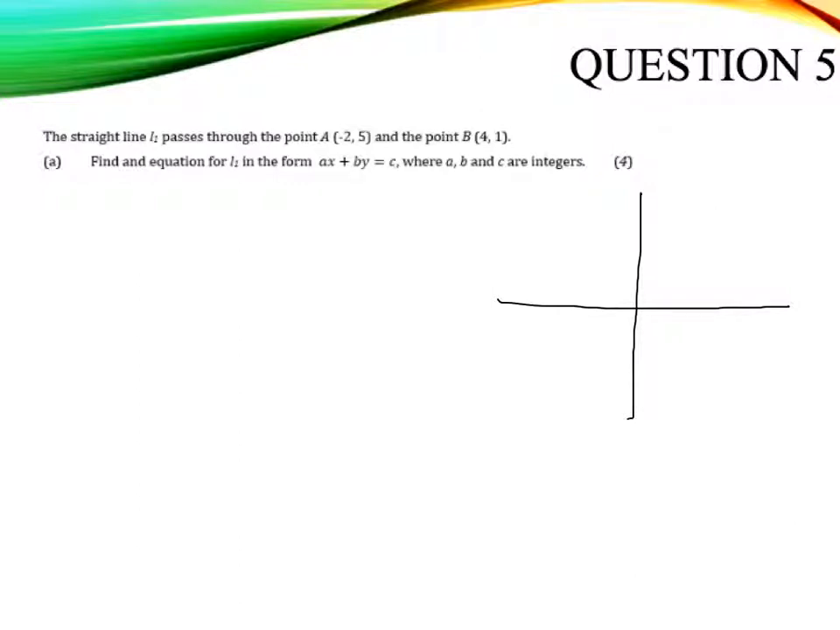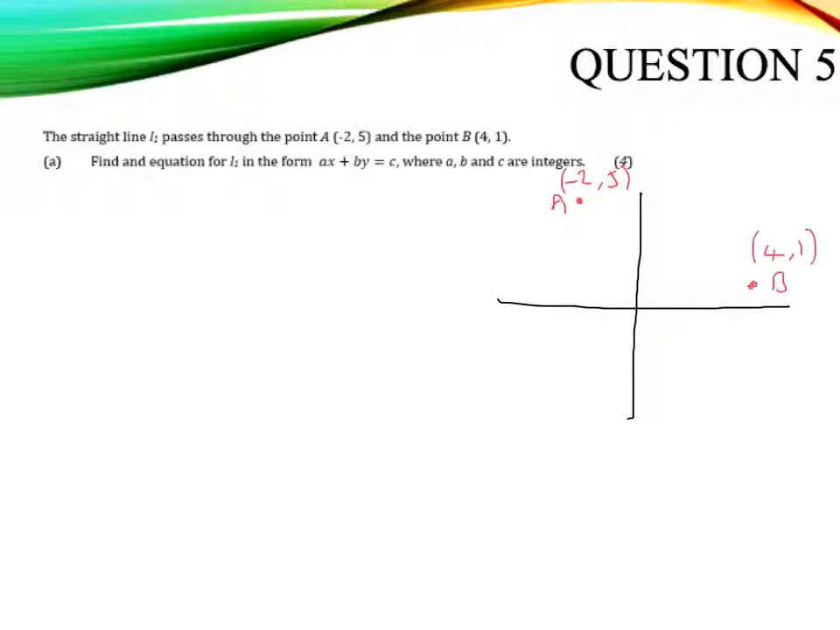So point A is -2, so that's -2 along here, 5 up. So here's point A, and let's mark on the coordinates, -2, 5. Point B is at 4, 1, so that's going to be somewhere down here. So let's call this B, and that's 4, 1.